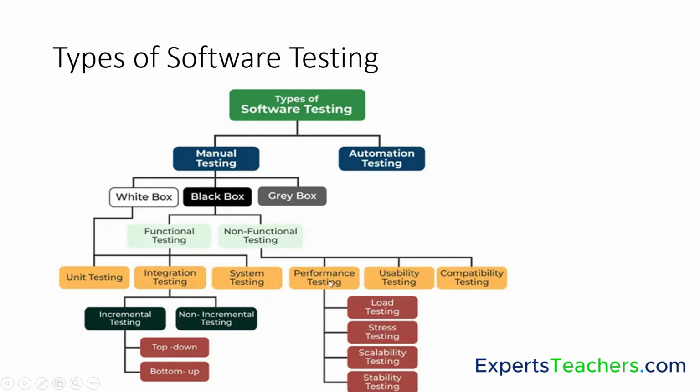Performance testing is further divided into categories like load testing, stress testing, scalability testing, stability testing, and basically it divides into seven. There are three more categories: soak testing, endurance testing, and volume testing. We will go through all these in detail.